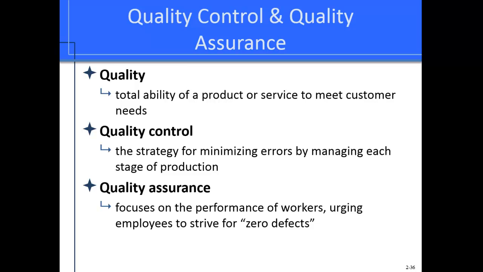And then quality assurance focuses on the performance of workers, urging employees to strive for zero defects. Now, this quality strategy has been less successful because often employees have no control over the overall design of the work process. Therefore, they're unable to reach those zero defects.